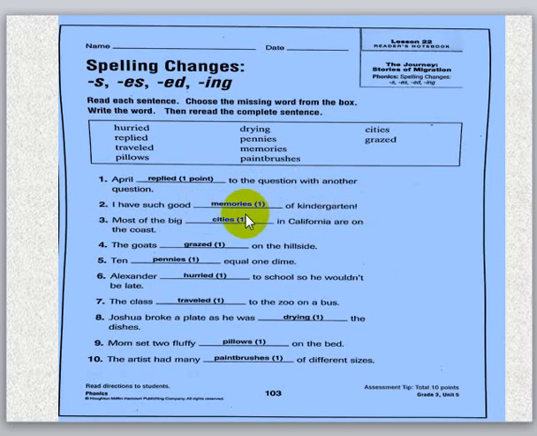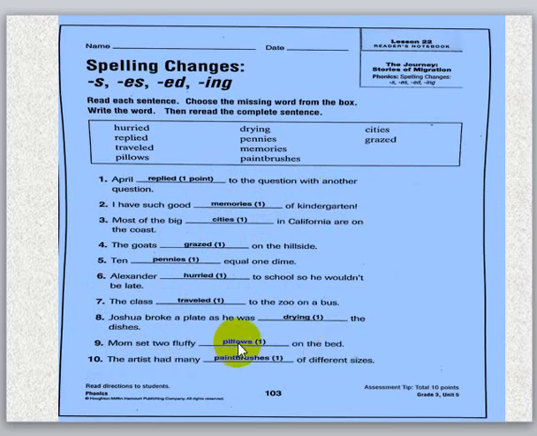And we have an example of traveled. Number 7, the class traveled to the zoo on a bus. Number 9, mom set 2 fluffy pillows on the bed.